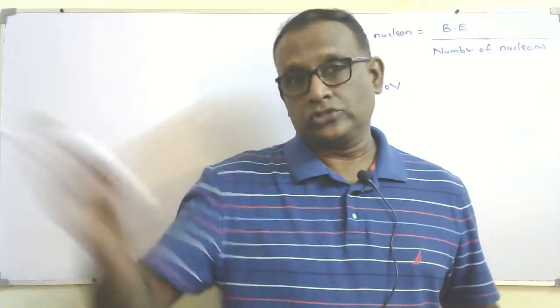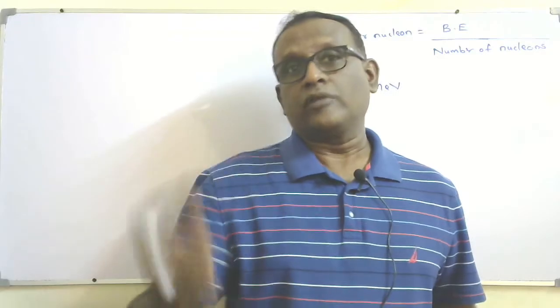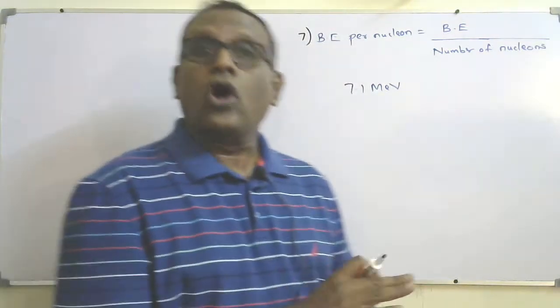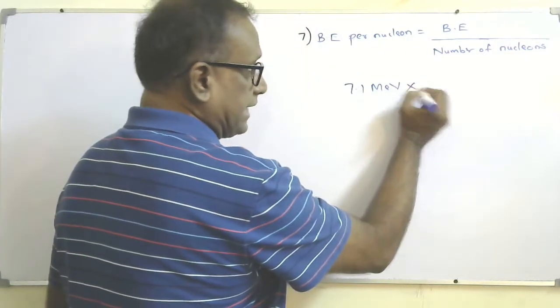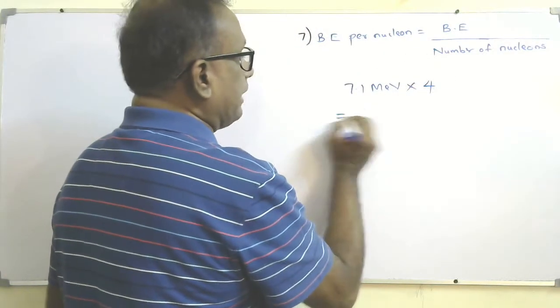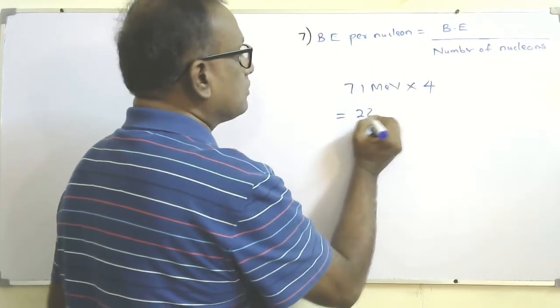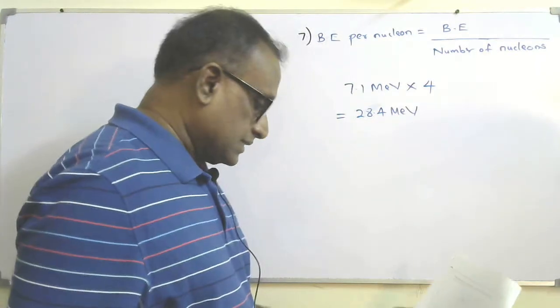Proton, proton, neutron, neutron. Like that individually you are going to split it. To remove one nucleon from the helium nucleus, this is the energy required. So to remove all the 4 nucleons from the helium nucleus is the binding energy, that is times 4. So that will be equal to 28.4 mega electron volt. That is answer D.